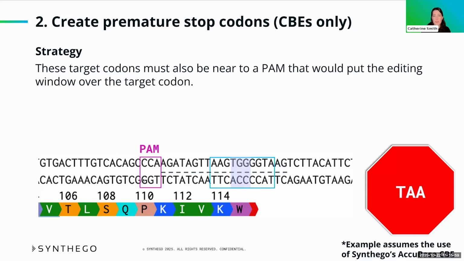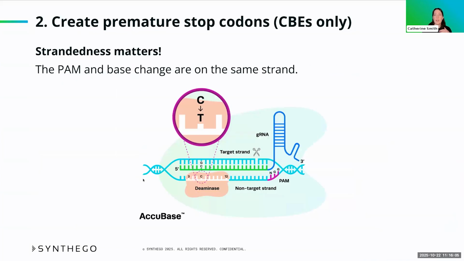When you're considering a stop codon creation strategy, particularly if you're looking at editing opportunities on both strands, it is important to keep in mind that the strandedness matters here because base editors only target one strand for editing. The easy way to remember this is to consider your PAM and your base edit as occurring on the same strand.